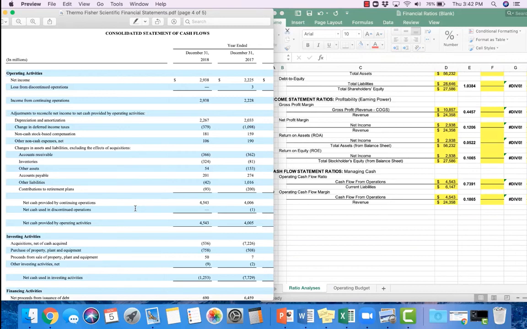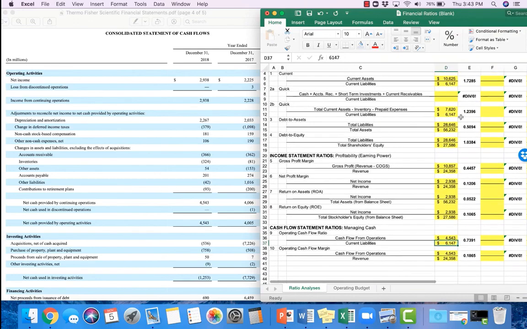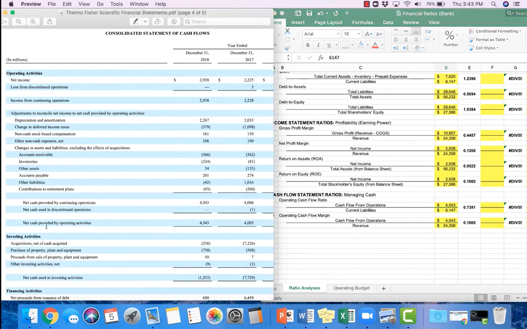So for the operating cash flow ratio, the numerator is going to be our cash flow from operations, and then we'll divide that by our current liabilities. Recall we already found the current liabilities from the balance sheet. So if I scroll up, we can see my current liabilities was the 6147. So that's what I've got here in my denominator. And then for the cash flow from operations, that will be in the statement of cash flows.